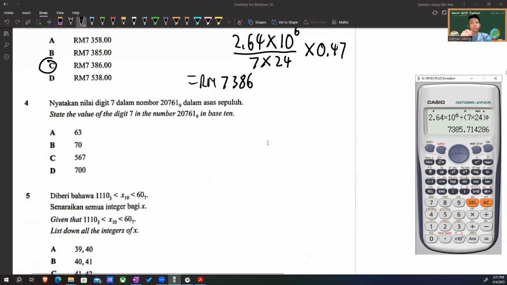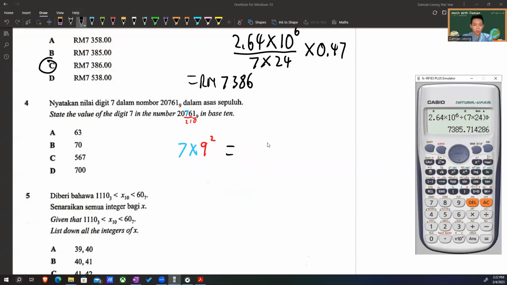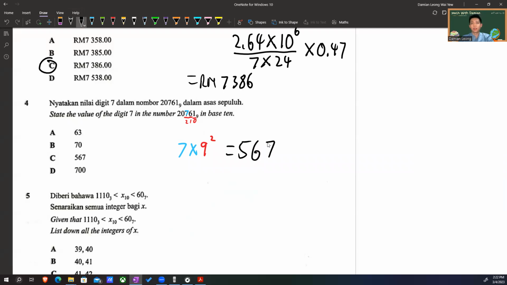Then question 4. State the value of digit 7 in the number 20761 base 9 in base 10. So convert from base 9 to base 10. Again, with base numbers, the place value starts from power 0, power 1, power 2. So this represents your 9 to the power of 2. The 7 tells you that is 7 times of that. So 7 times 9 to the power of 2, I get 567. That's the value in base 10. Answer C.